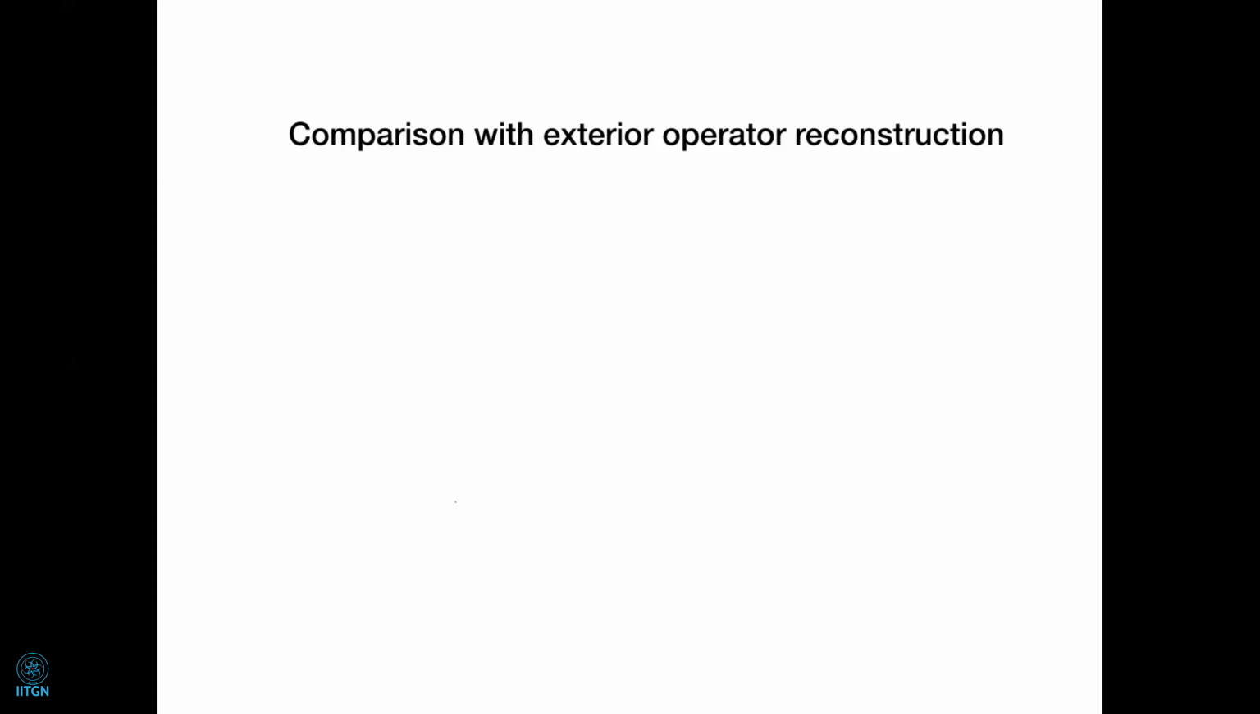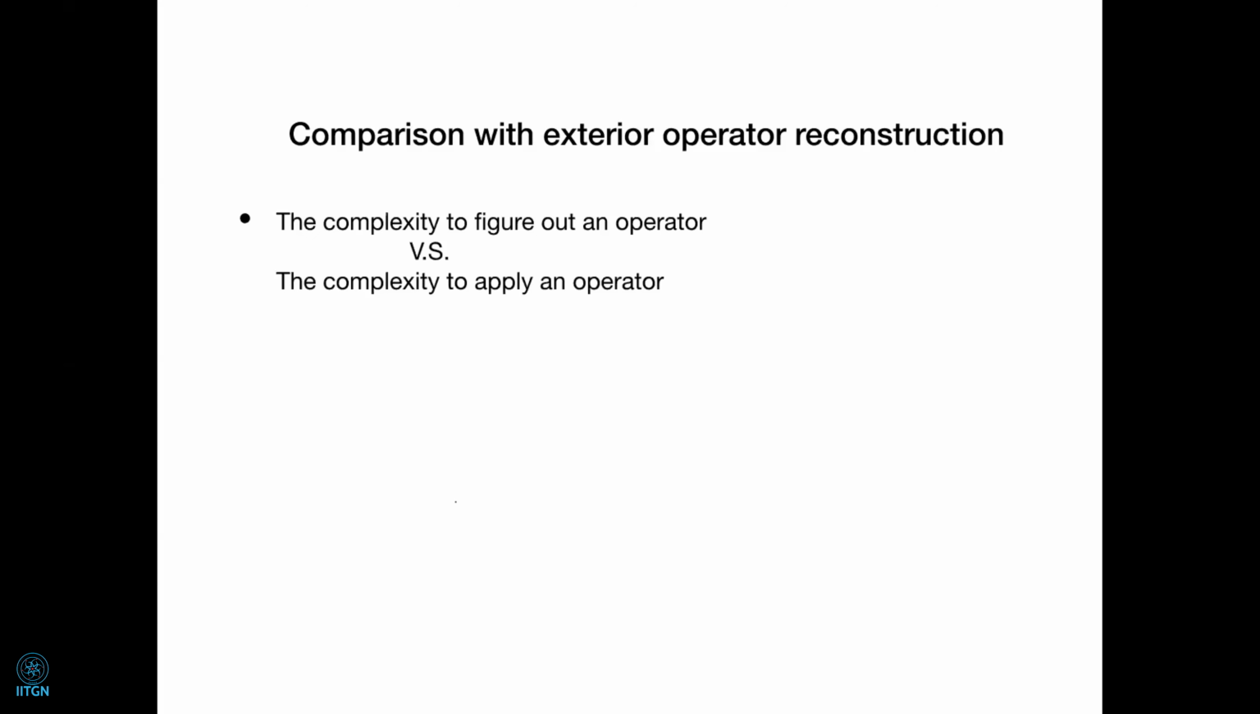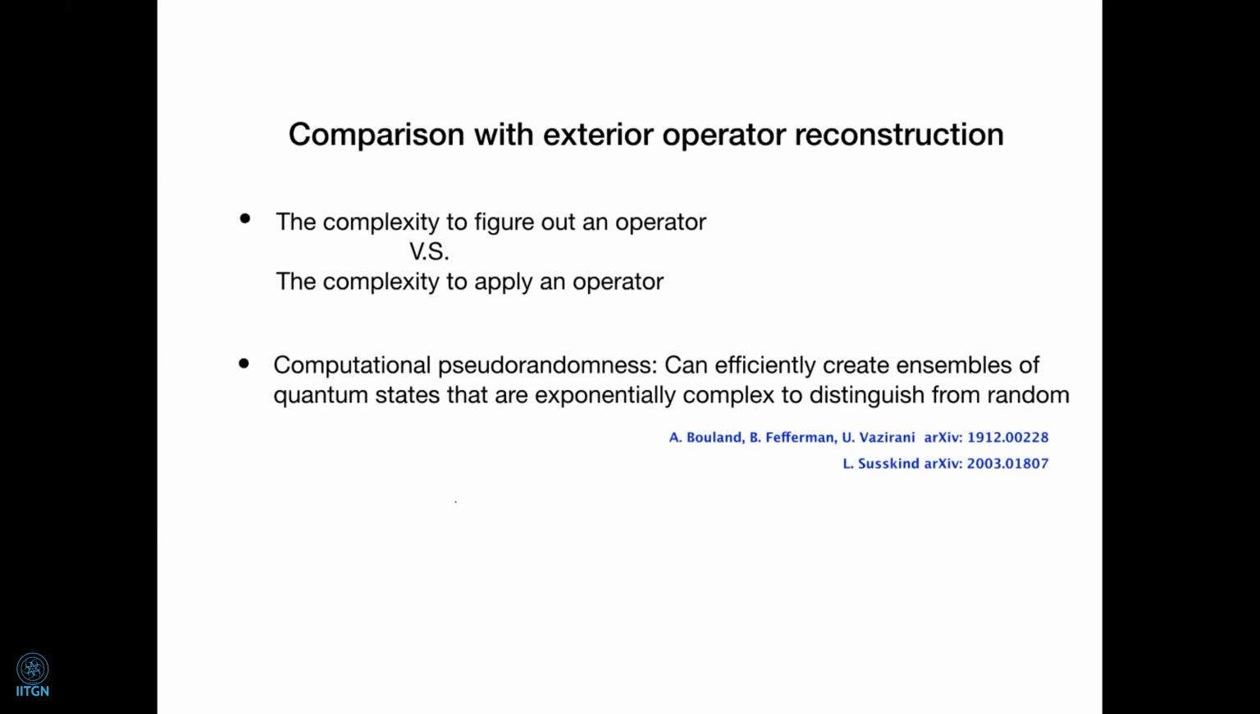What's going on here? The resolution here is that we need to differentiate between two different concepts. One concept is the complexity of, let's say, I give you a boundary state and you figure out what operator to use. Another concept is that once I know what operator to use, then we apply this operator. And these two concepts can give you completely different answers.